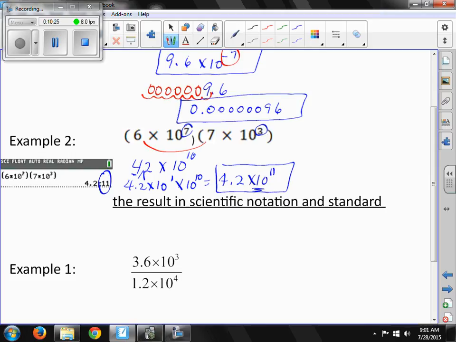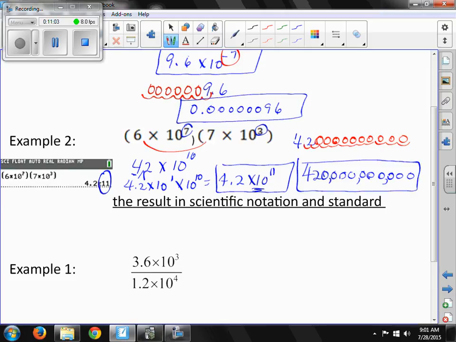So I'm going to write down my 4.2, and I'm going to move the decimal 11 times. So I'll have to add 10 zeros. 1, 2, 3, 4, 5, 6, 7, 8, 9, 10, so that I can move it 1, 2, 3, 4, 5, 6, 7, 8, 9, 10, 11 times. So it would be 42 with 10 zeros. So if I put in my commas, it would actually, in standard notation, be 420 billion.